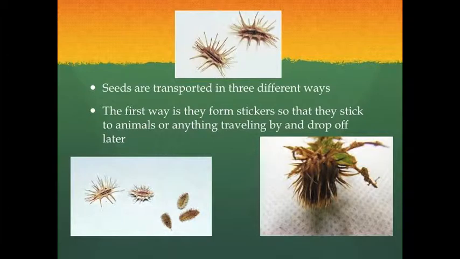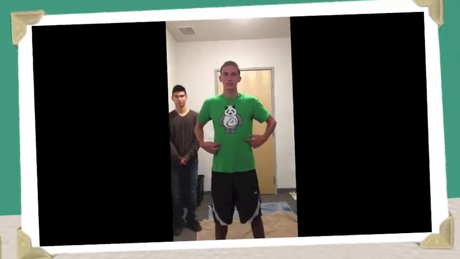Seeds are transported in 3 different ways. The first way is they form stickers so that they stick to animals or anything traveling by and drop off later.